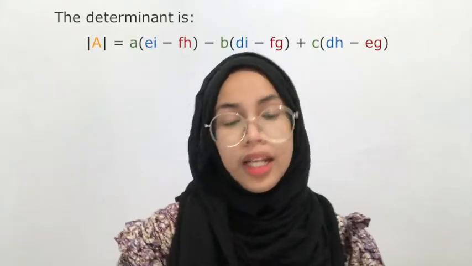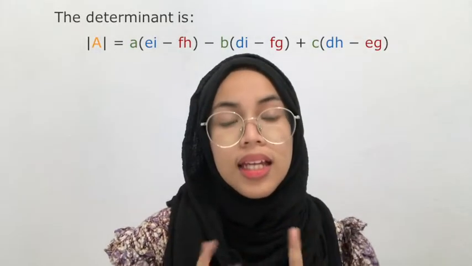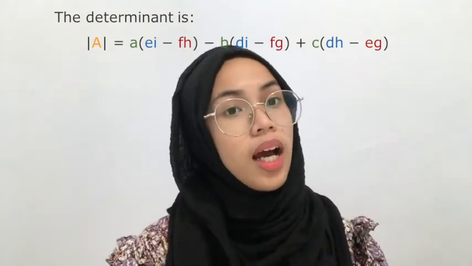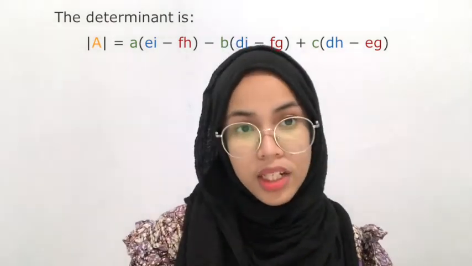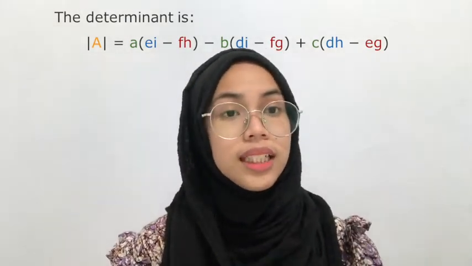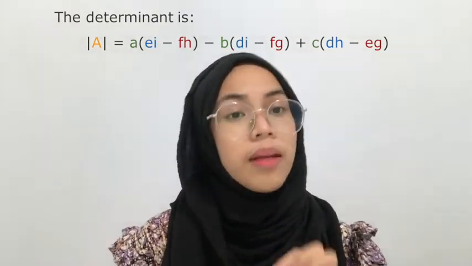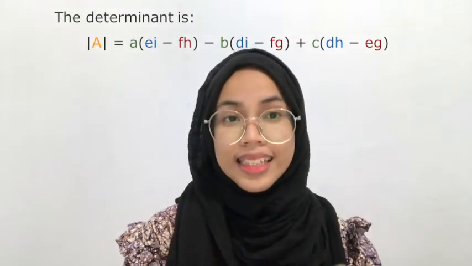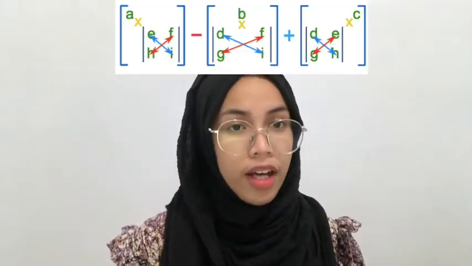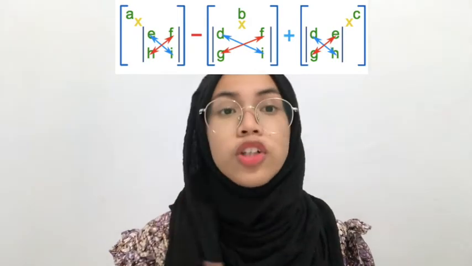So the determinant of A equals A times in the bracket of E times I minus F times H, minus B times in the bracket of D times I minus F times G, plus C times in the bracket of D times H minus E times G. It may seem complicated, but there is a pattern for that. It may be easier for you to understand.